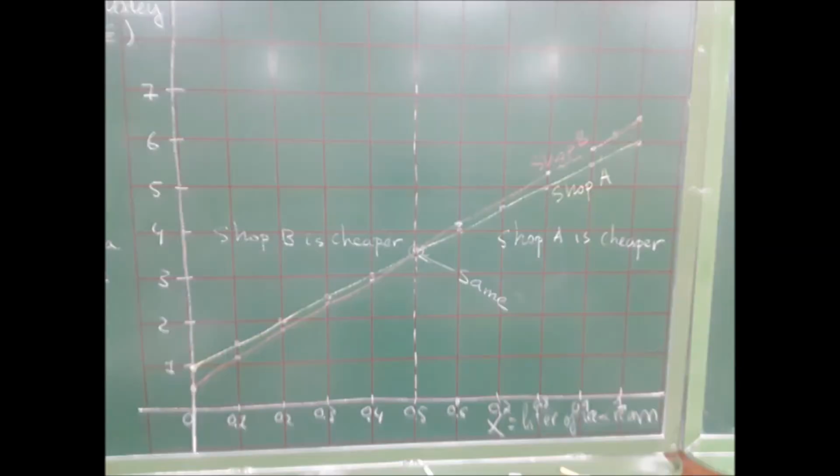Let's have a closer look at 0.5 liters, which means that if we buy less than half a liter of ice cream, shop B is cheaper. But if we buy more than half a liter of ice cream, shop A is cheaper.